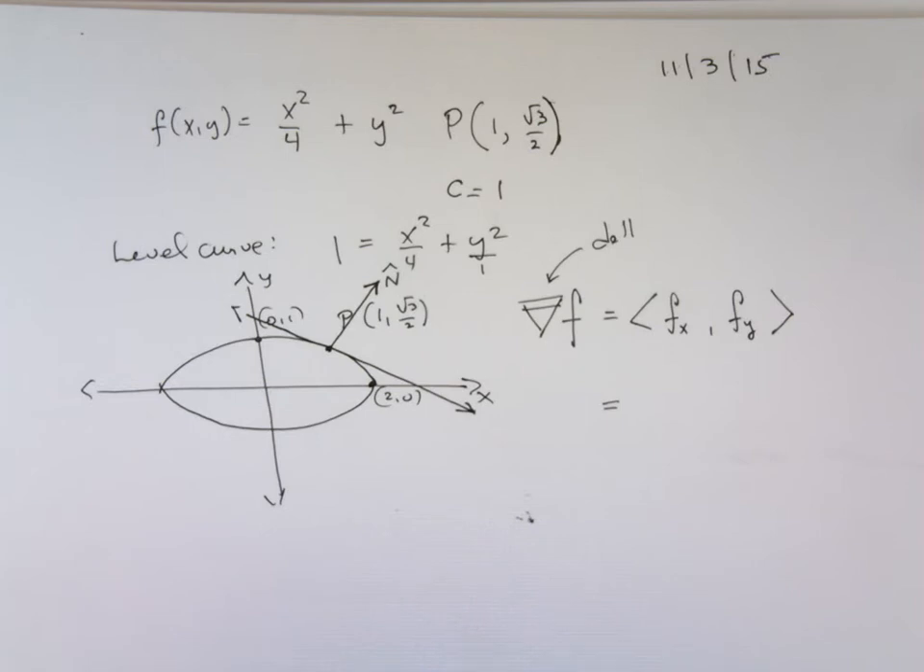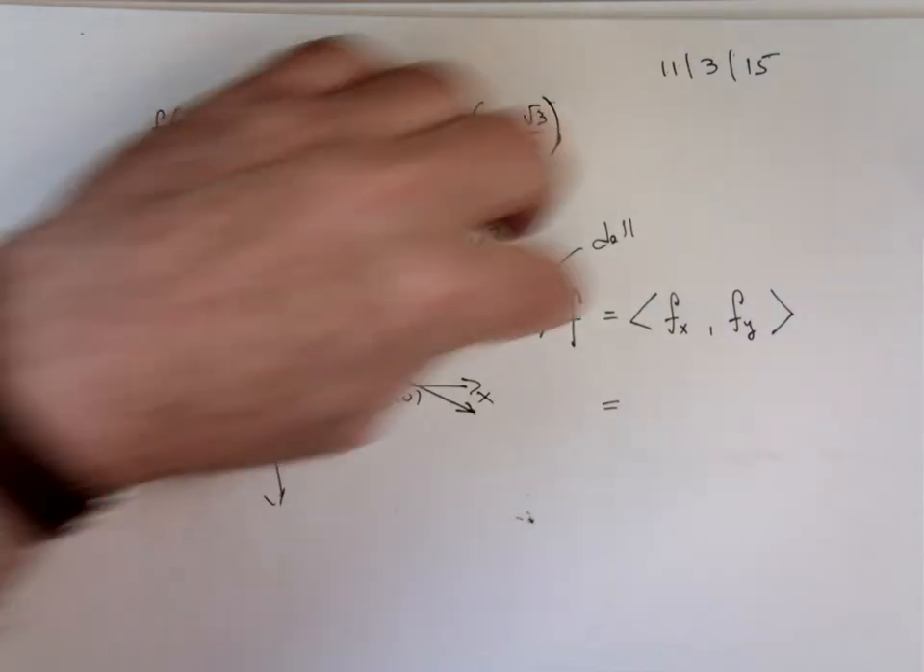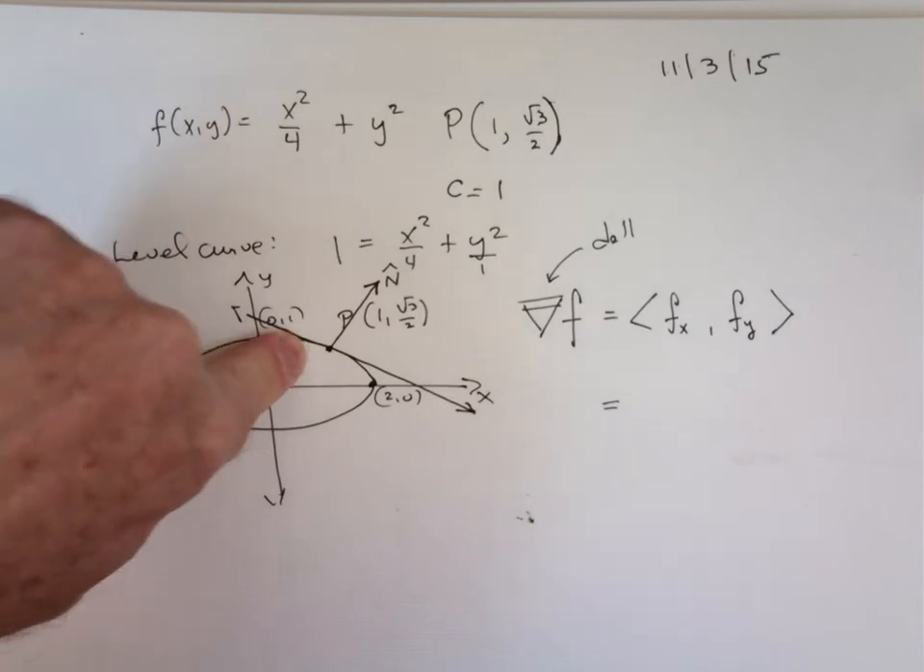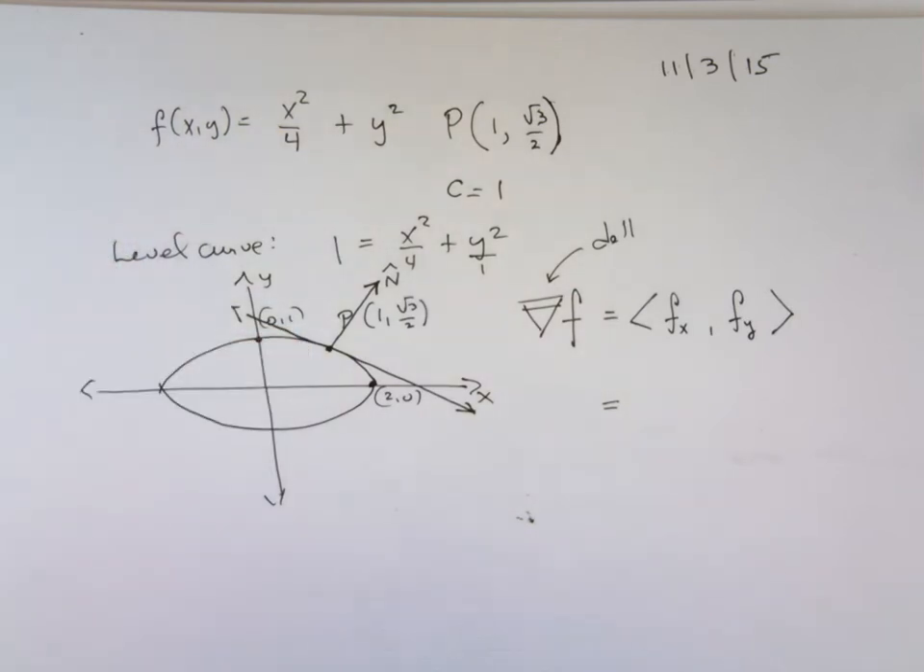What we'll do tomorrow is take advantage of the fact that not only is the gradient normal to a level curve for a function of two variables, but it's also normal to a level surface of a function of three variables. Tomorrow we are going to 4 space.